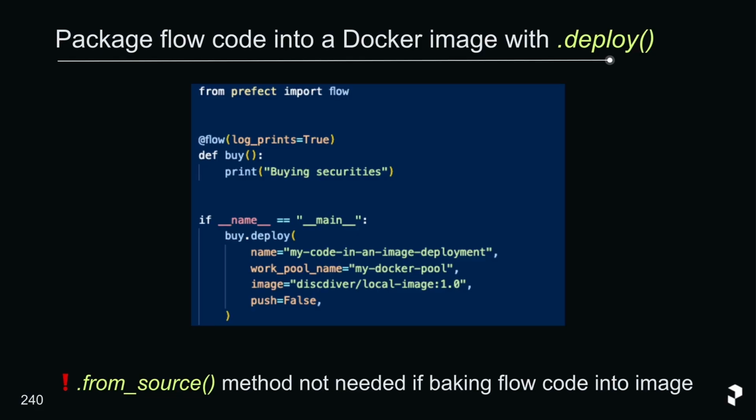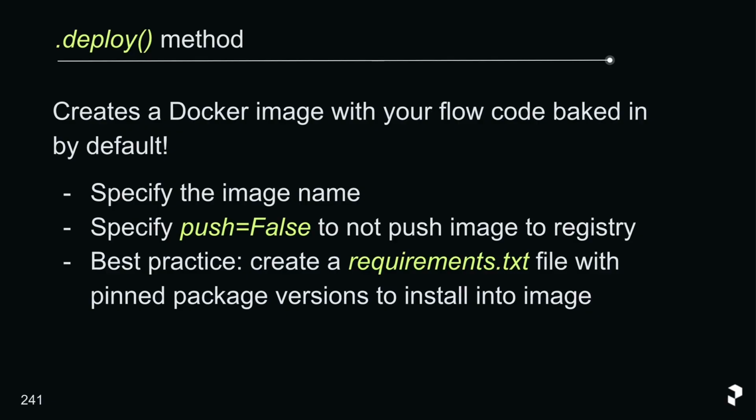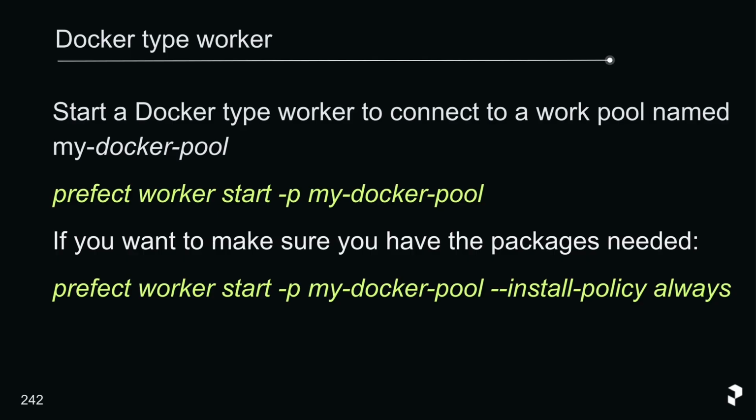directly into the image. All right, continuing on this topic, the .deploy method, once you run that, it will create a Docker image with your flow code baked into it by default. So you'll specify a name for the new image that you're creating. You'll specify push equals false to not push the image to a registry. And as far as best practices go, it's recommended to create a requirements.txt file with pinned package versions to install into your image.